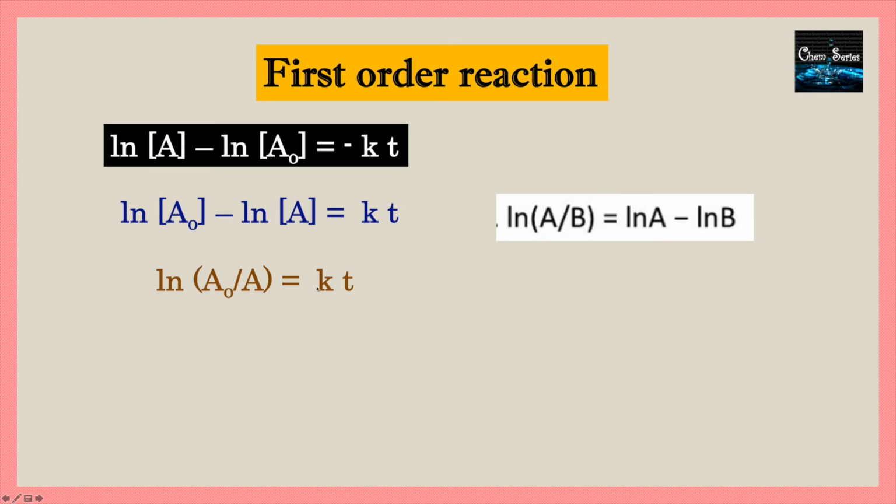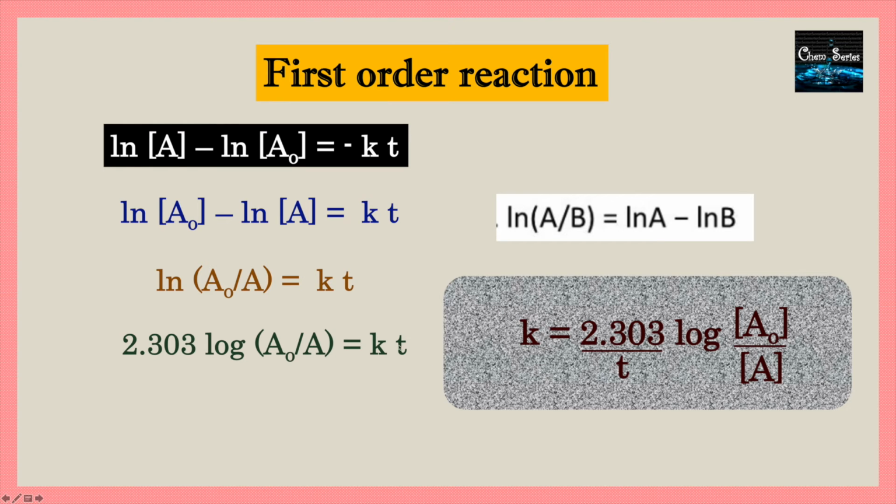Okay, so ln A naught minus ln A can be written as ln A naught by A, that is equal to kt. Now convert ln into log form so that it will be easy for us to solve problems. So for converting, multiply it by 2.303. You get 2.303 log A naught by A, that is equal to kt. Now keep your t over that side, so that rate constant k is equal to 2.303 divided by t log A naught by A. This is your formula for rate constant.